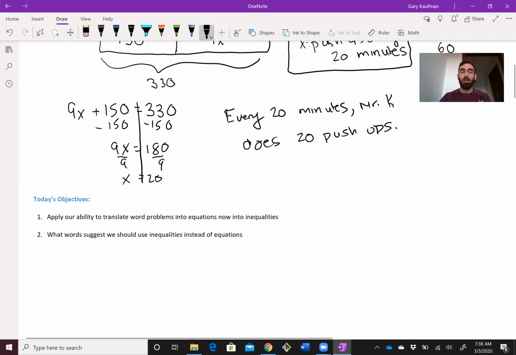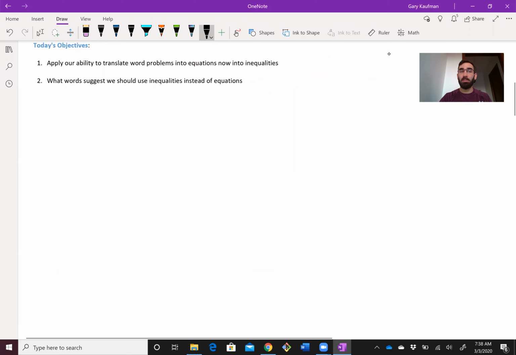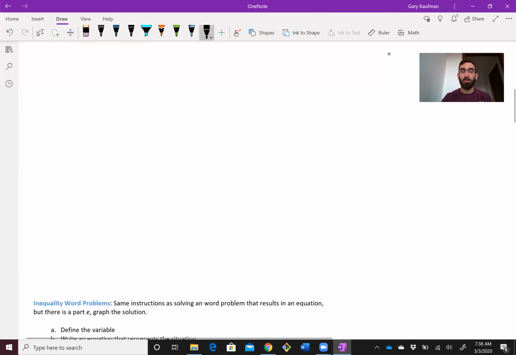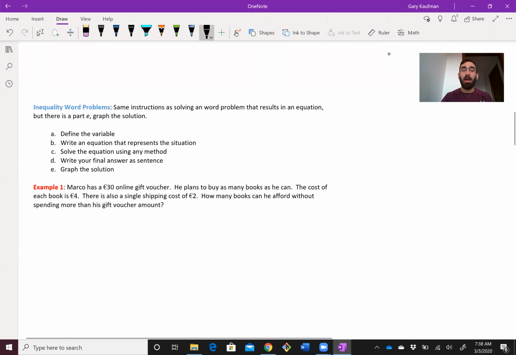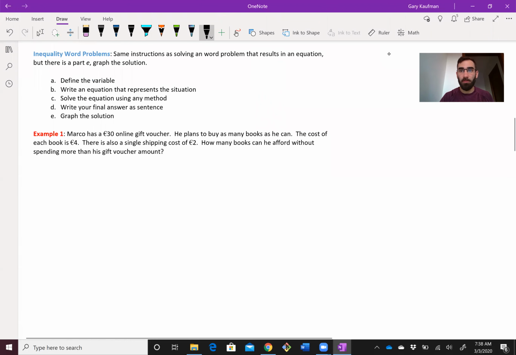So as I said, our objective for today is to take what we've done with equations and apply them to inequalities and compare them. What words might suggest an inequality instead of an equation? So let's go on to our first problem. I have 2 examples that I'm going to do, and then we're going to have 4 practice problems. Completing this is your classwork and homework assignment.